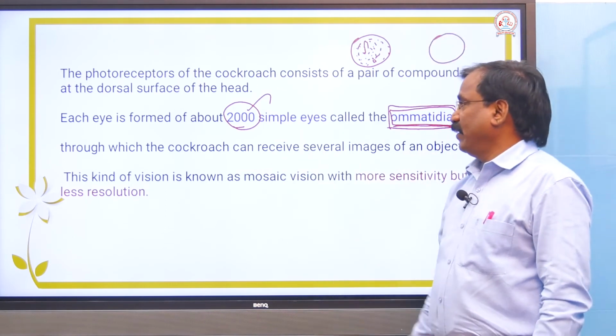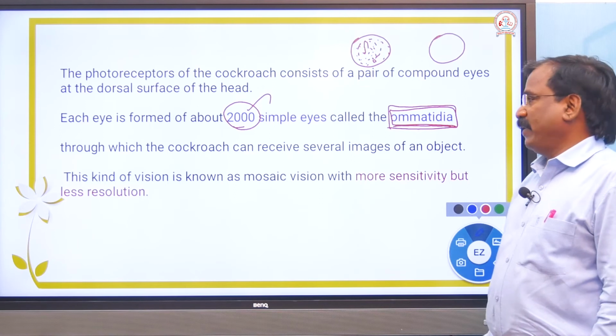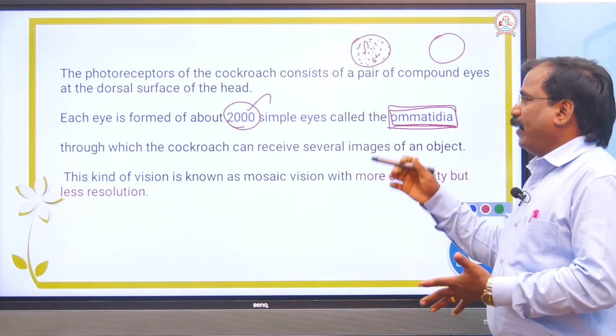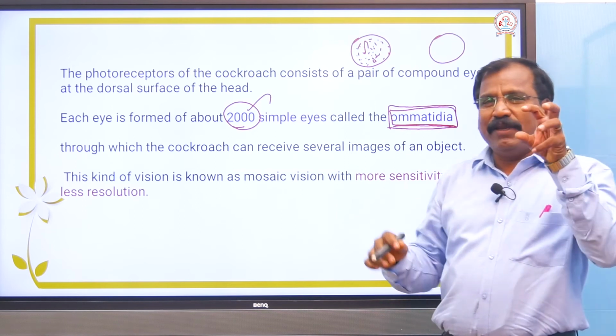There are 4000 simple eyes, namely ommatidia. Okay, and it receives several images.